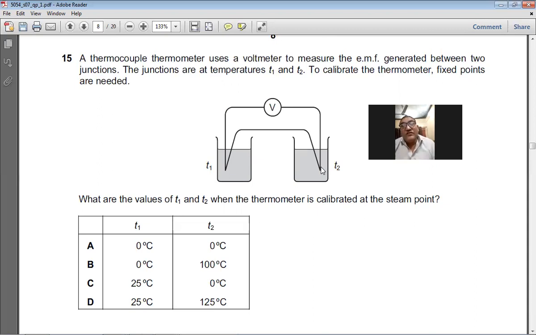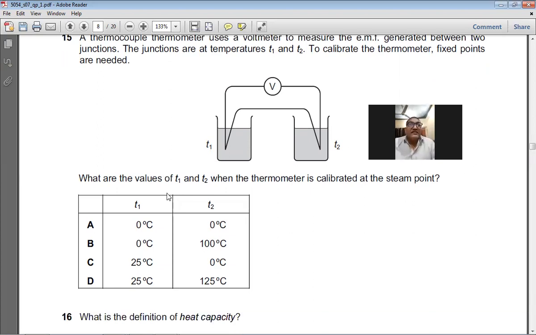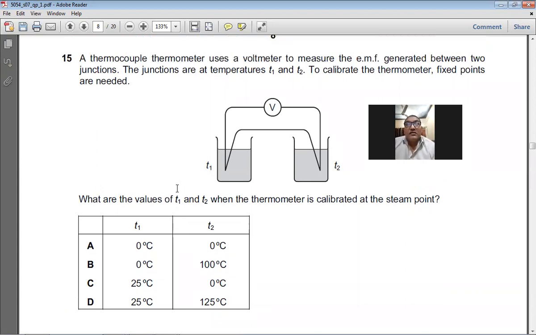What are the values of T1 and T2 when a thermometer is calibrated at the steam point? T1 is at 0 degrees centigrade, and we are looking for the steam point, so T2 must be at 100 degrees centigrade. So I think B is the right option, sir.